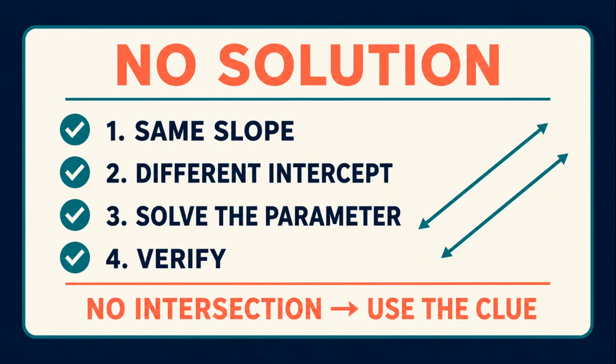The phrase no solution is not a blank wall. It is a geometric constraint. Once you see the two lines behind the equations, the unknown number is often the part that is nowhere left to hide.